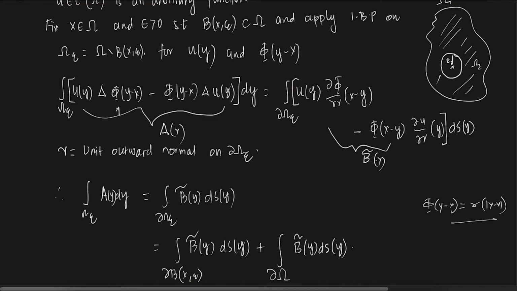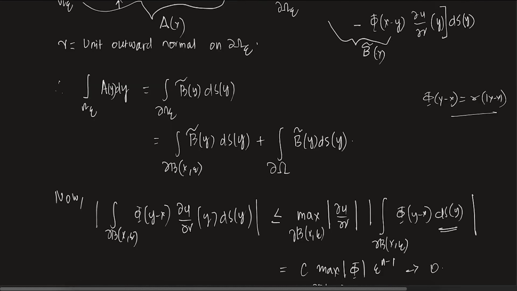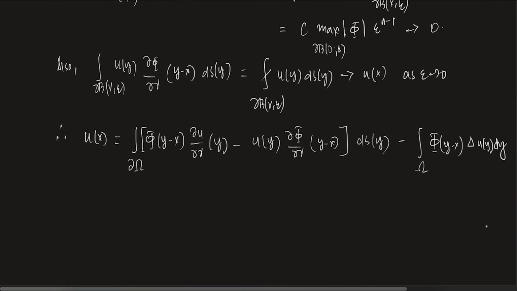Why? Because what happens to this term? This particular term is 0. y is never equal to x, so Laplacian of phi, this is a fundamental solution, is always 0. So essentially that is gone. I am always left with the minus integral over omega epsilon of phi of y minus x Laplacian of u of y dy. As epsilon tends to 0, omega epsilon becomes omega. So the integral over omega, only this particular thing. That is what I wrote.